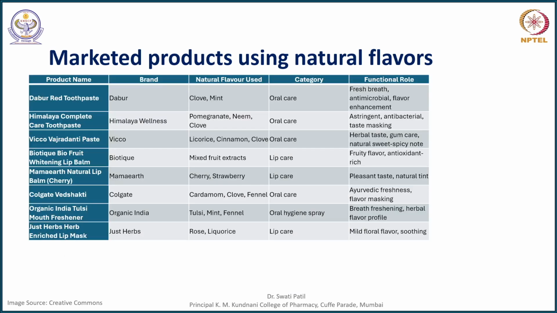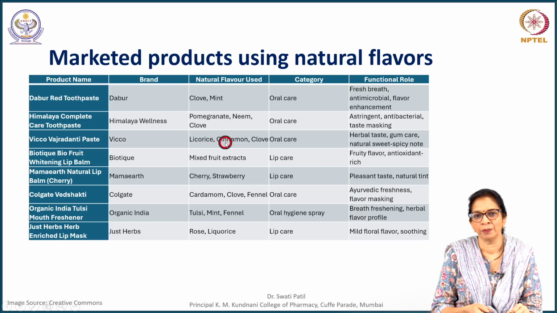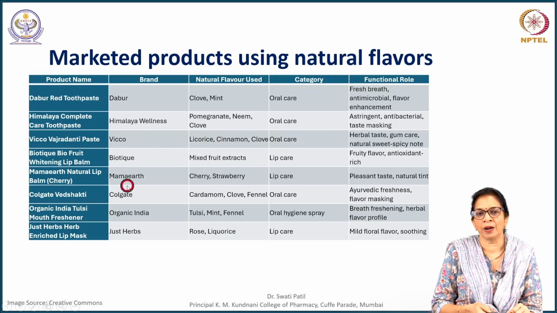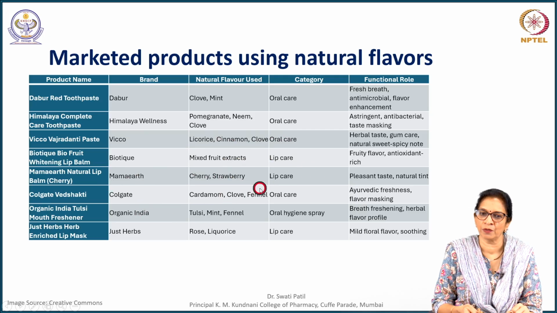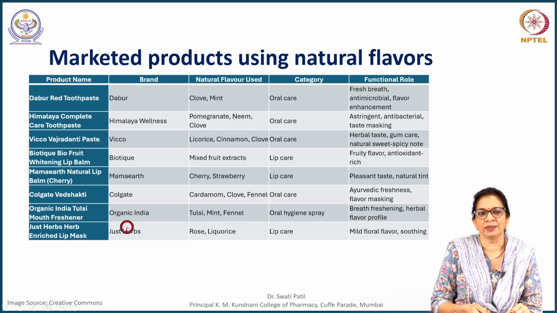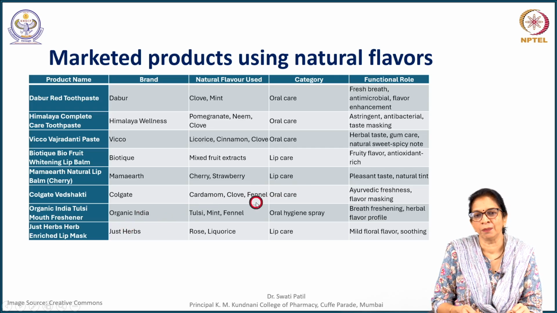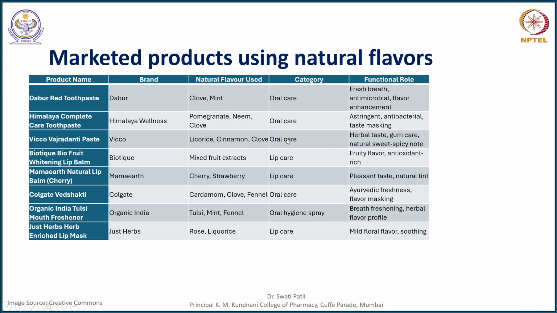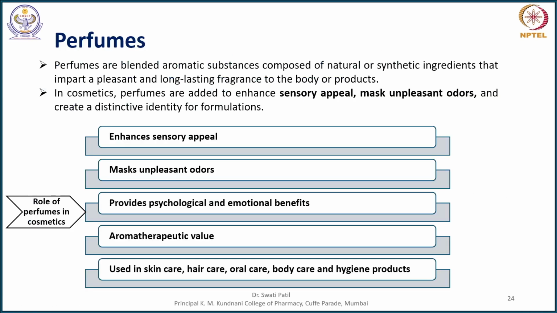Some of the marketed products available: Dabur uses clove and mint in oral care products, Himalaya uses pomegranate, neem and clove in oral care, Vicco uses licorice and cinnamon, Biotique uses mixed fruit extracts in lip care products, Mamaearth uses cherry and strawberry in lip care products, Colgate uses cardamom, clove and fennel in oral care products, then Organic India uses tulsi, mint and fennel. So, these are some of the natural herbs which are used in different herbal formulations and used for different functions.